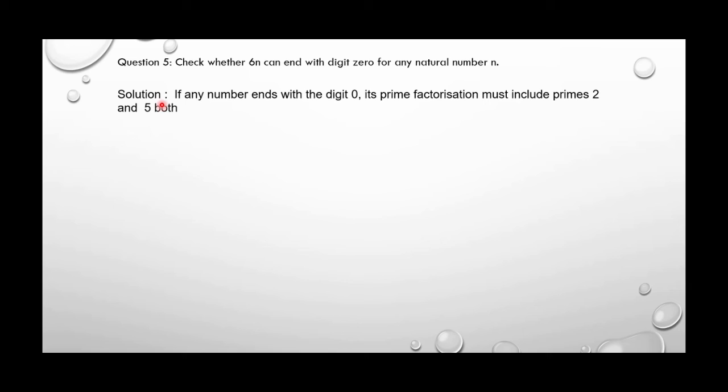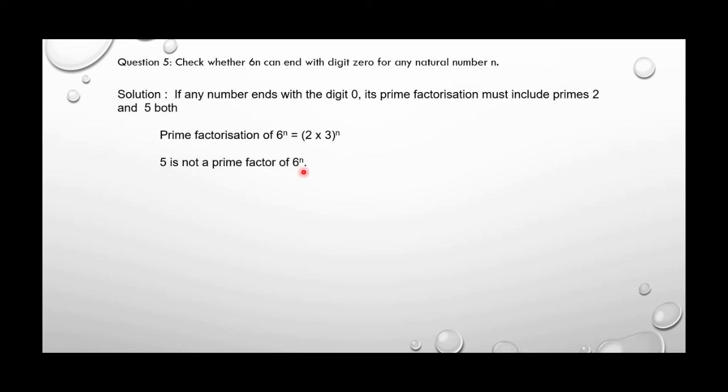So the prime factorization of 6 to the power n will give us (2 × 3)^n. So here we have only 2^n and 3^n as its prime factors. We don't have 5 as its prime factor. Therefore 5 is not a prime factor of 6 to the power n.